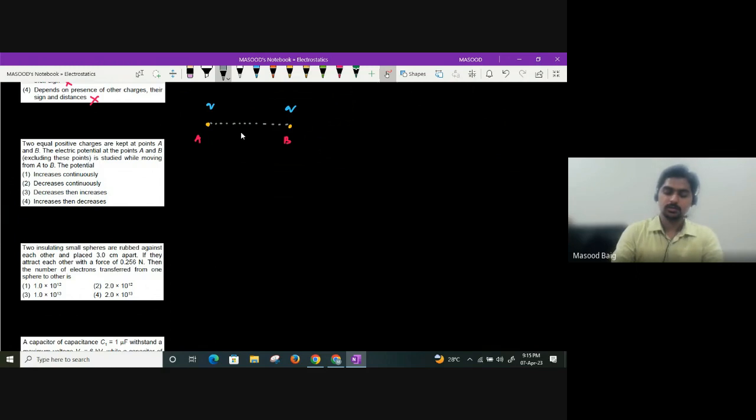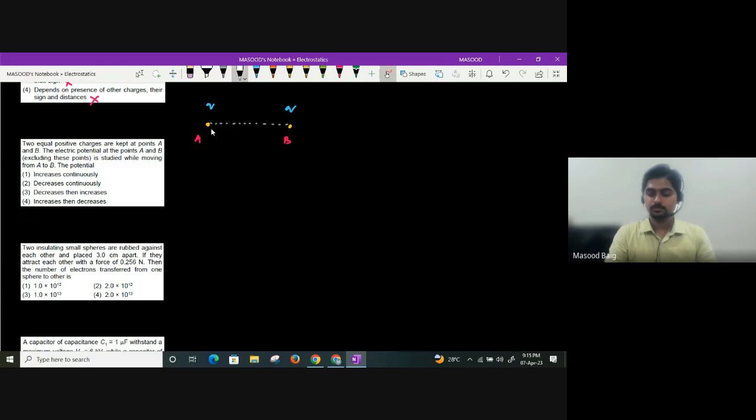And we have the next case, where two equal positive charges are kept at points A and B. The electric potential at points A and B, excluding these points, is studied while moving from A to B. What is the potential, they are asking? Two equal charges have been placed at points A and B. So I'm not talking about point A or point B, excluding these. What will happen to the potential, they're asking, guys?